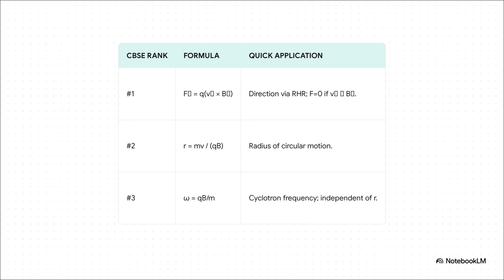Got it? All right, number two, the radius of the circular path. It's pretty intuitive, actually. A heavier or faster particle is going to make a wider turn, a bigger circle. A stronger magnetic field, it's going to pull it in tighter. Simple as that. And number three, the cyclotron frequency. The coolest part about this one, it doesn't care about the particle's speed or the size of its circle. It's completely independent of them, which is a key concept.